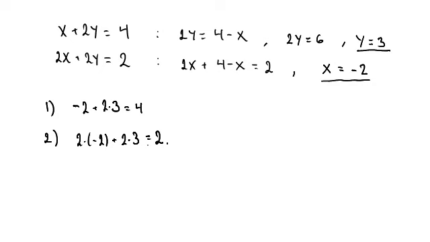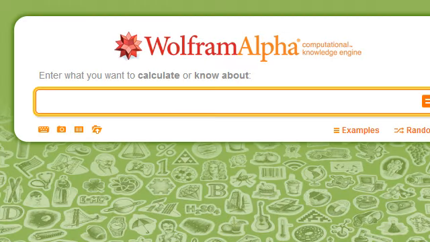There is also a nice geometric interpretation of this solution. If you look at the first equation, it says x plus 2y equal to 4. We can make a plot of all the points in a Cartesian coordinate system that satisfy this relation. A simple way to make such a plot is to use Wolfram Alpha. If you go to Wolfram Alpha at wolframalpha.com, then you can just type plot x plus 2y equal to 4 and hit enter.